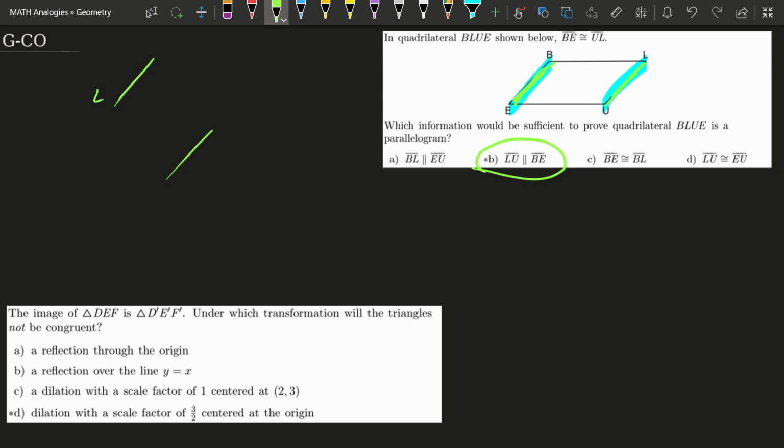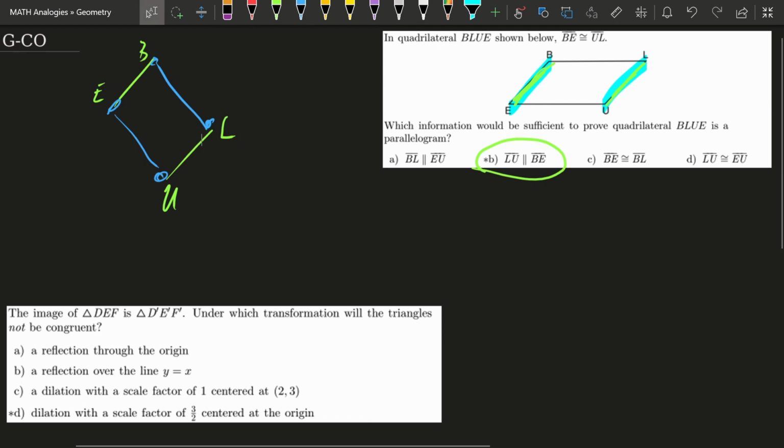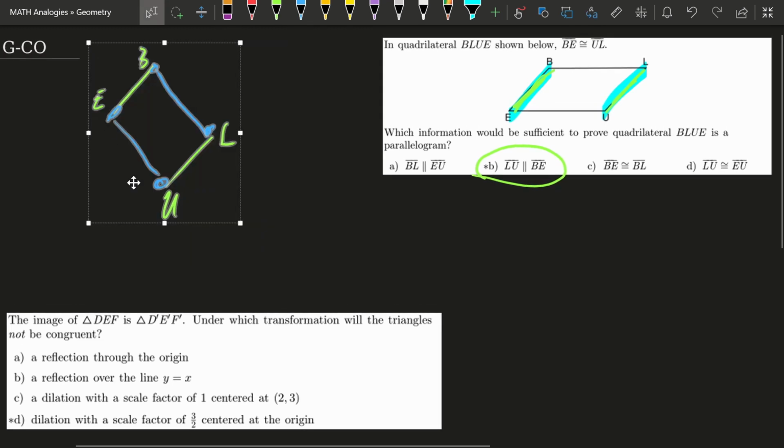drawn very weirdly, like EB and UL, even if we were off by some amount, we would know that since they're the same size, they would end up creating these blue lines being parallel. And so B actually will win. What about some other choices?